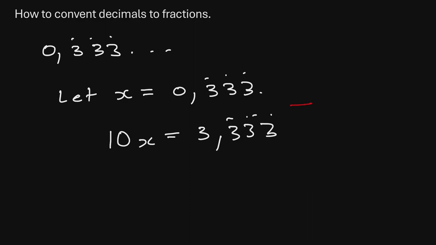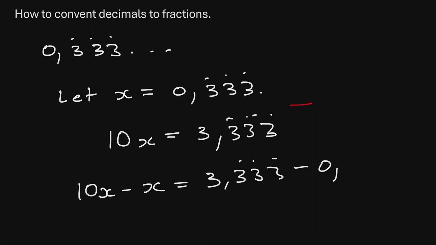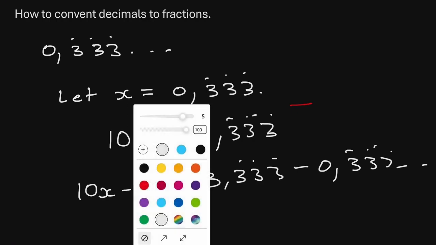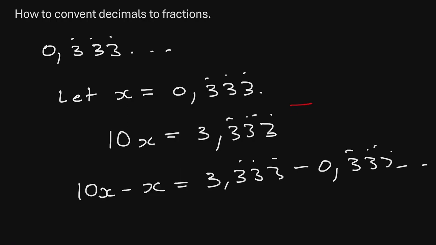You're going to have 10x minus x. And therefore, remember, what corresponds with 10 is this value here. So we have 3.333 recurring minus 0.333 recurring like that. So now what is happening is that on this side, when we minus, 10 minus 1 is going to be 9x.